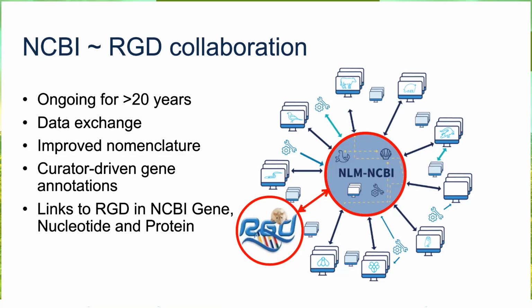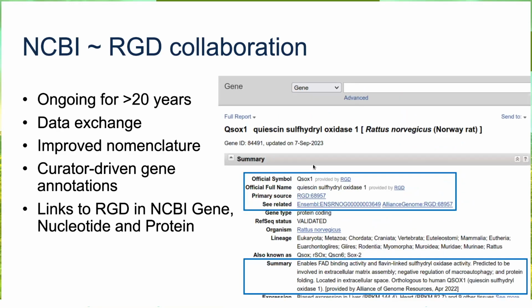Finally, we link out to each other. RGD pages link back to NCBI, and you can find links to RGD on NCBI pages. For example, this is an NCBI gene page, and RGD is listed as the primary source for nomenclature and provides the official symbol. And as part of the CGR project, NCBI gene now has descriptive information about genes that comes from the Alliance of Genome Resources. For example, the summary section here includes a link to the pages of the Alliance genome. And in the case of genes that do not have a RefSeq curator provided summary, we use the summary from the Alliance. For example, this is from the Alliance of Genome Resources.